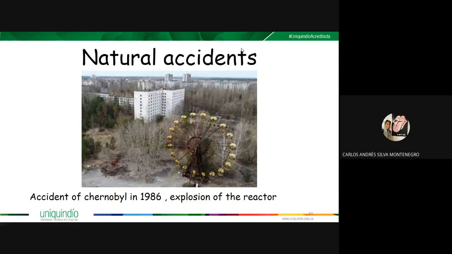Natural accidents. Okay, an accident that is very famous is the accident of Chernobyl. In 1986, a reactor of the Chernobyl plant suffered an explosion and it irradiated a lot of places around and killed 4,000 people. Actually, the radiation is very high, but a wall of concrete was built in the area and it is expected that this wall can contain the radiation for the next 100 years.